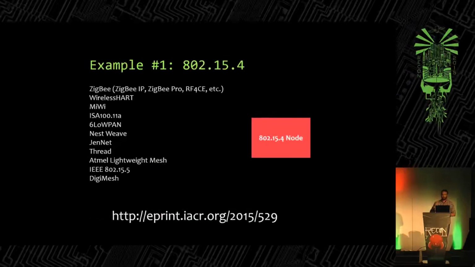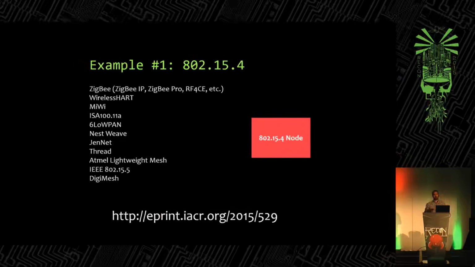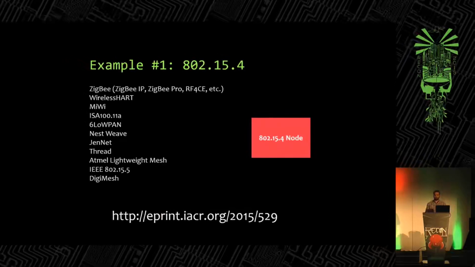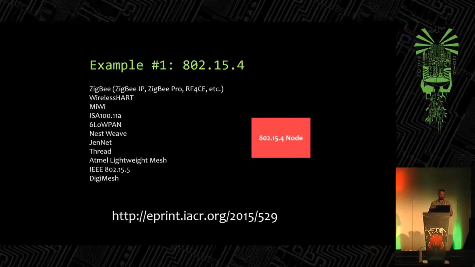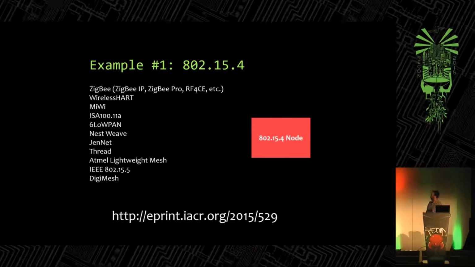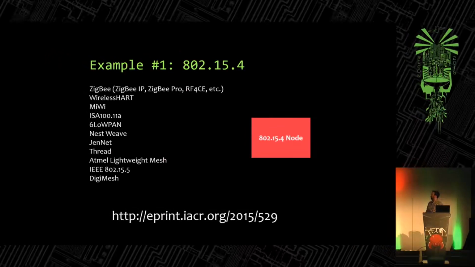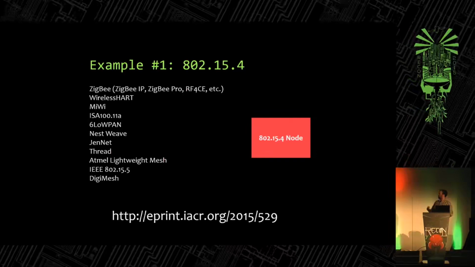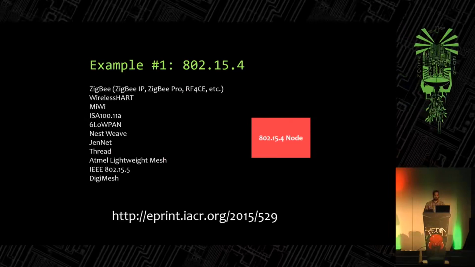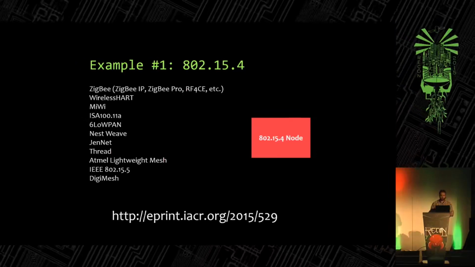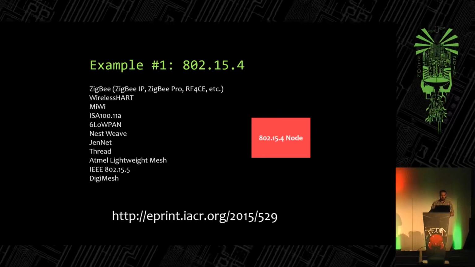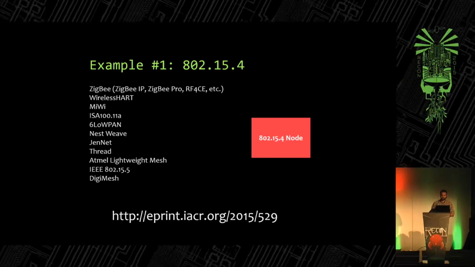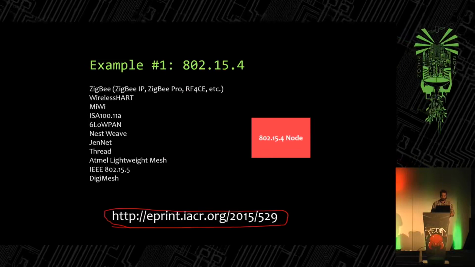And you might know it better by other names. 802.15.4 is the lower layer protocol used by all of these. All of the Zigbee ones people have probably heard about, but all of these protocols are built on top of 802.15.4. And if you want more details about the attack, it's in this paper that I just put online. So this is the first time I've really talked about it.